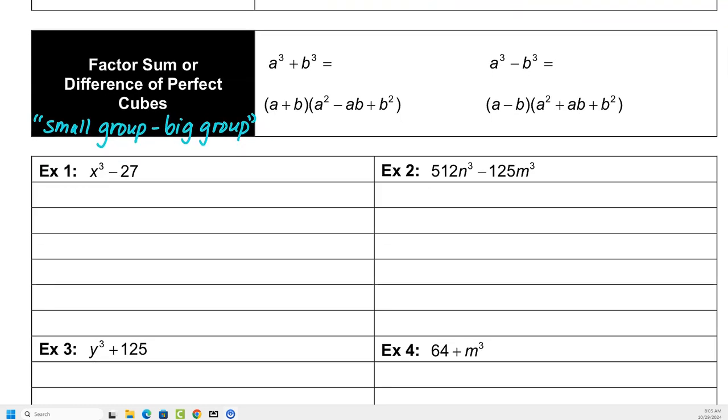Okay, so now the pattern goes like this, right? The small group is just going to be these terms brought down without the cubes. Don't worry, we're going to practice this. And then the big group, you square the first one here and you square the last one there. And then to come up with that middle term, you're going to multiply these together and change the sign. And it's the same for this one, right? You're going to square the first and square the last. And then you're going to multiply them together and change the sign, and that gives you the middle term.